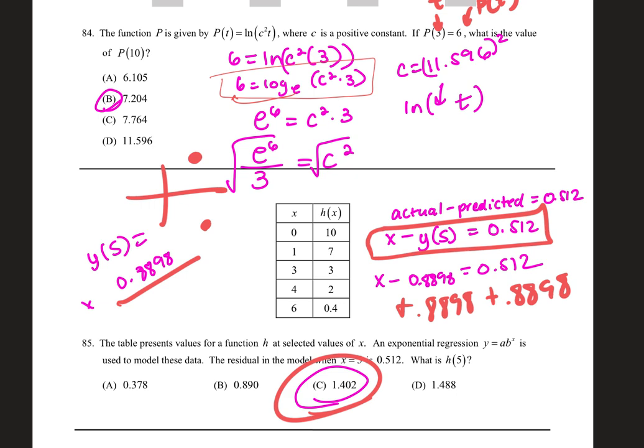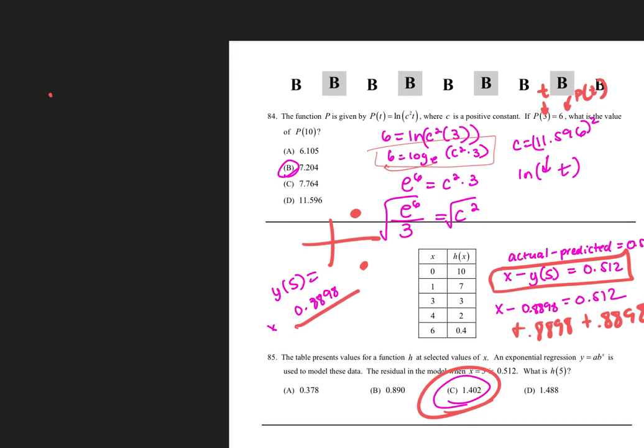We didn't get to anything we were supposed to get to today. Okay, so this one says P of T equals ln C squared T. So this is another one.